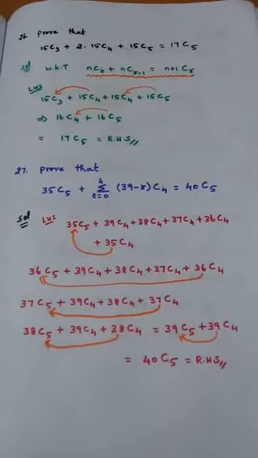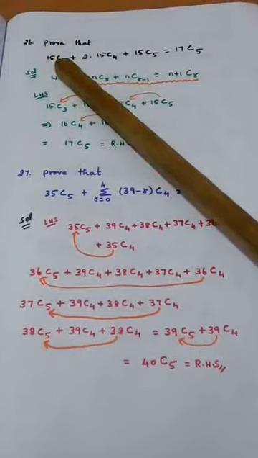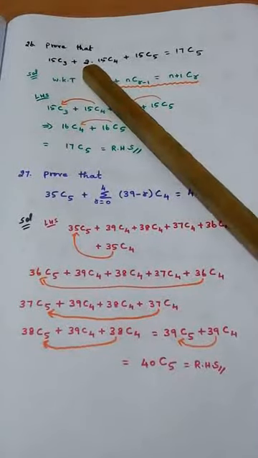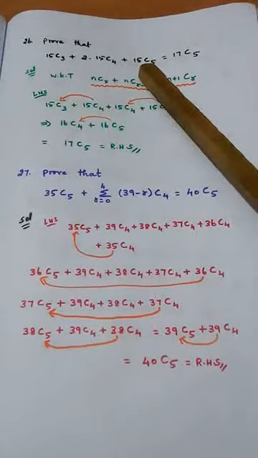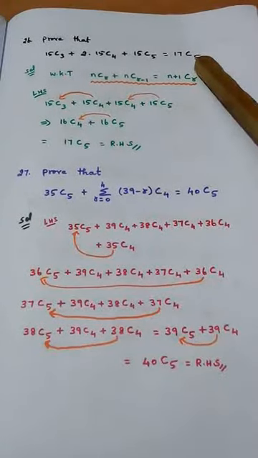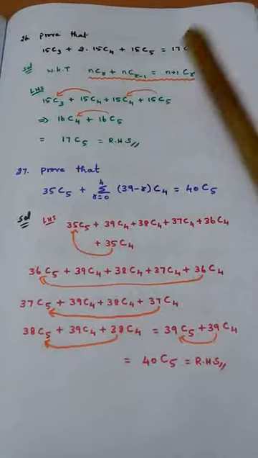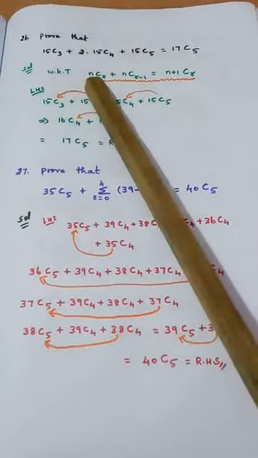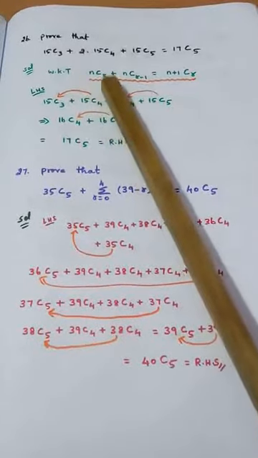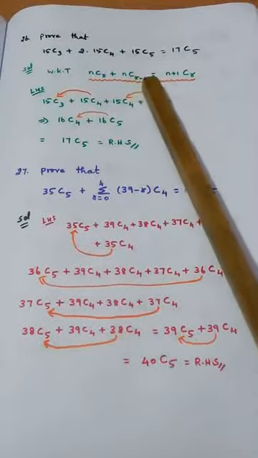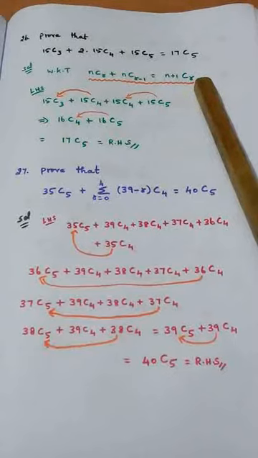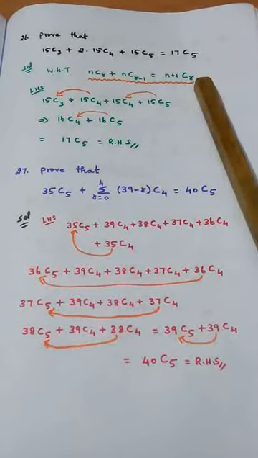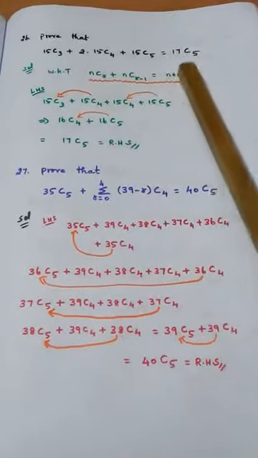Question number 26. Prove that 15C3 plus 2 into 15C4 plus 15C5 is equal to 17C5. We need to prove LHS equals RHS. Before going into the sum, we write the property that we know: nCr plus nCr minus 1 will be equal to n plus 1 Cr. That is why I told you, before coming into the problems, you should be thorough with the properties. This is the property that we have studied.